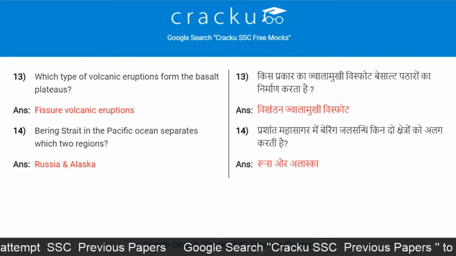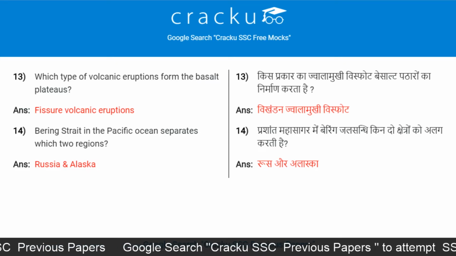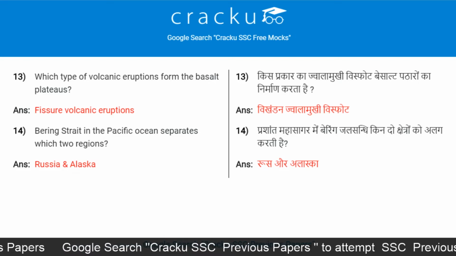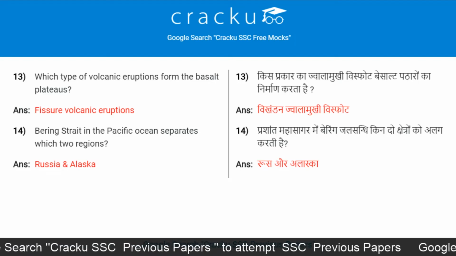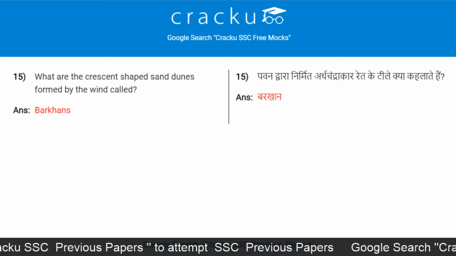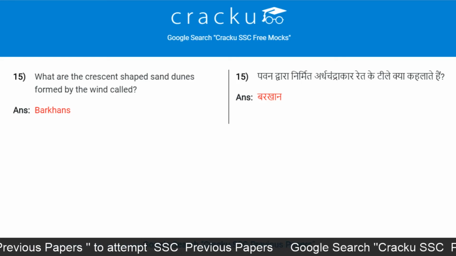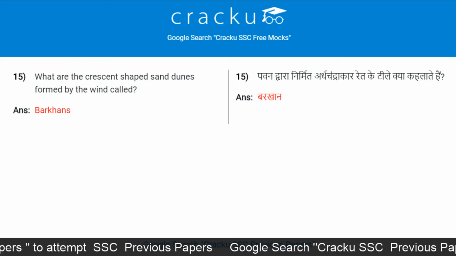Bering Strait in the Pacific Ocean separates which two regions? Russia and Alaska. What are the crescent-shaped sand dunes formed by the wind called? Barkans.